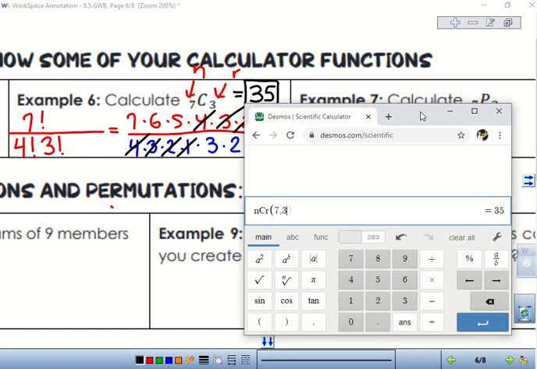Now, if you have one of these calculators, the TI-30, you would type in the N first, so you just type in 7. You hit second, 8, and then you type in 3, equals, and you should get 35. The operations in the calculators are a little bit different, but this is how you do it with Desmos, which you all have access to. So it's N, R. So is everybody good with that? Okay.